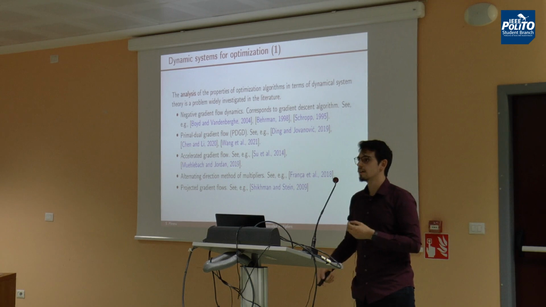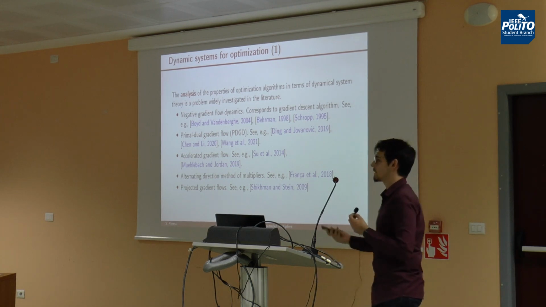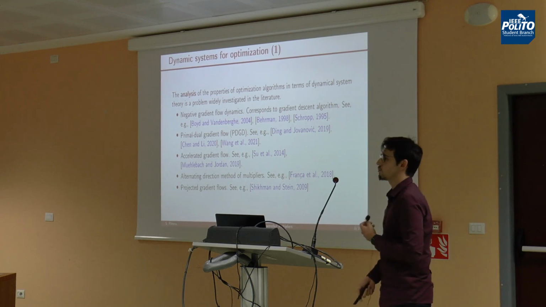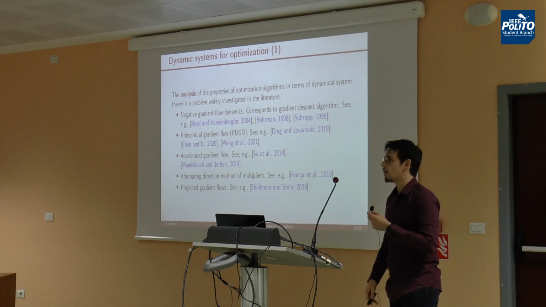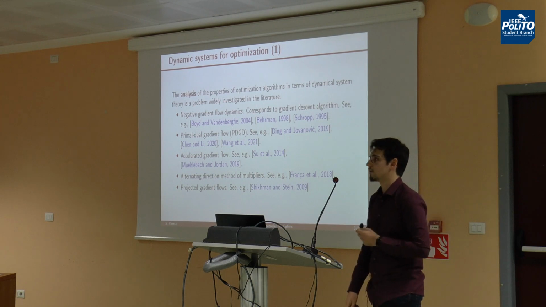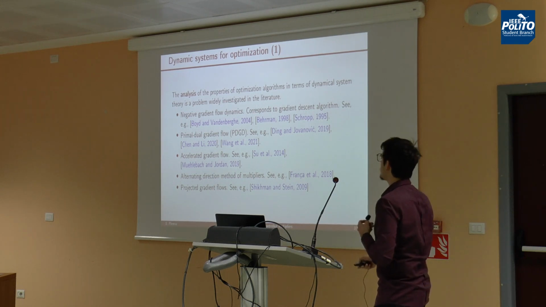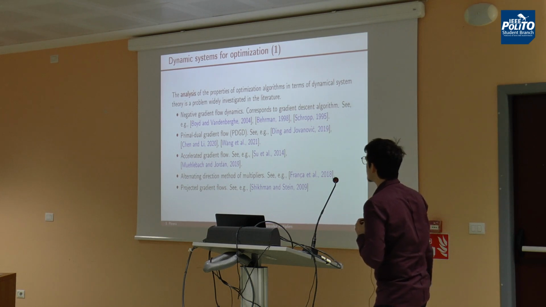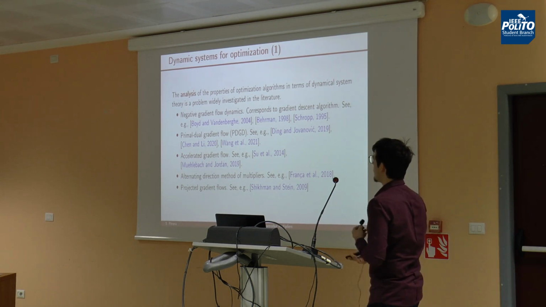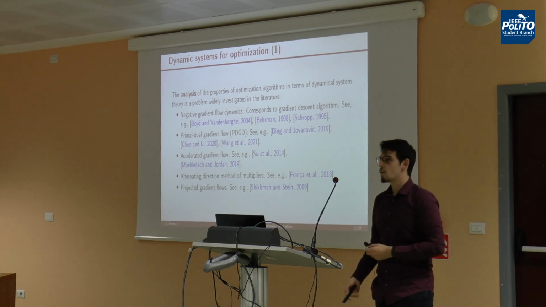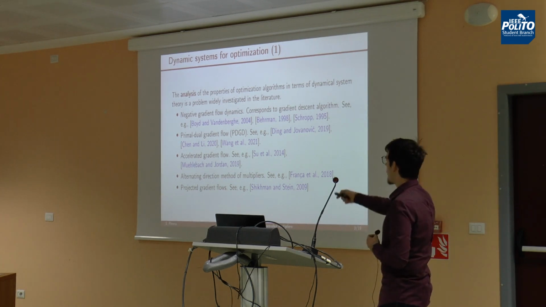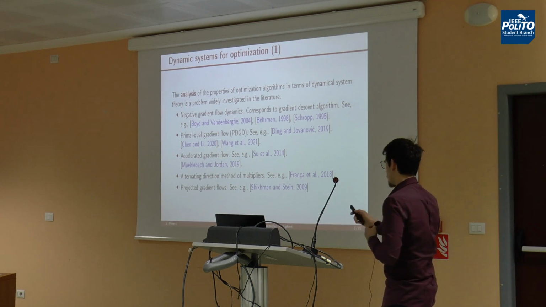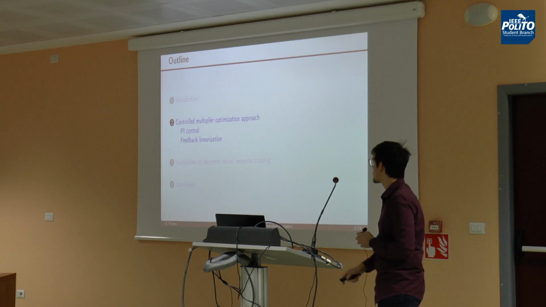And studying these dynamics, mathematicians were able to prove that this algorithm converges towards a local minimum of the original optimization problem. We also have in the literature accelerated versions of these dynamics which are studied, and for what concerns constrained optimization problems, which is what we consider in our work, we have primal dual gradient dynamics, alternating direction method of multipliers, and many others.